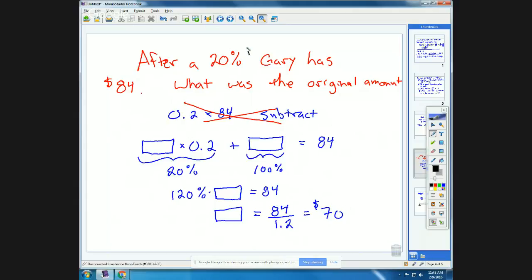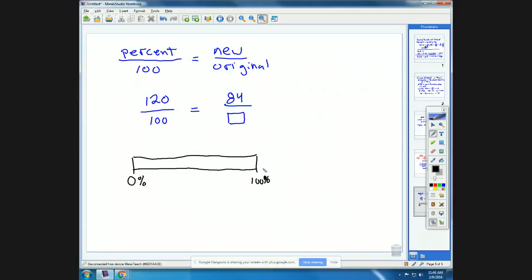Oops, here. After a 20% increase, Gary ended up with 84. So I have to increase this by 20%. So I need to do my best 20% here. If you think about 20% being 1/5, you can imagine about here would be 1/5, 2/5, 3/5, 4/5. So another 1/5 would be right there. So thinking about this as a ruler is a really good idea. So that right there would be 120%.